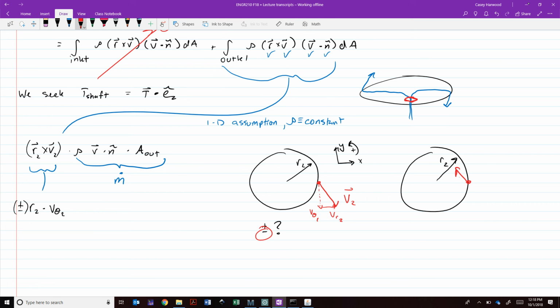What if we had something that looked like this? This time it's going to be positive. But in a case like this, now this term would be negative. So there are a lot of things to keep track of here. Essentially, let me go ahead and write this one more time, times rho plus or minus m dot.